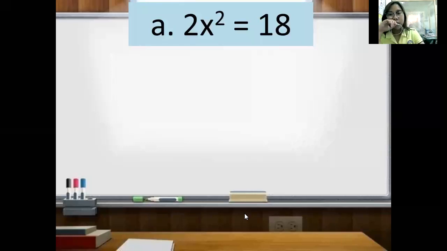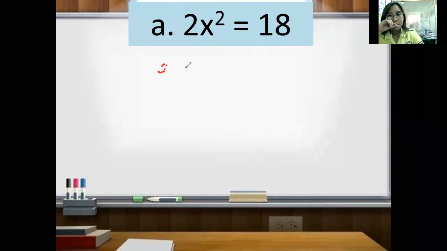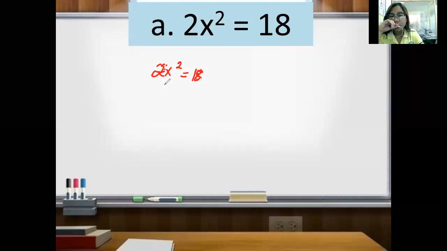Okay, first is to write down the equation. So we have 2x squared is equal to 18. We need to divide both sides by 2, so that when we extract later, x squared is left. 2x squared divided by 2, 18 divided by 2.